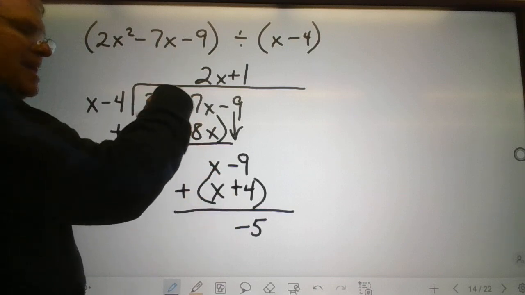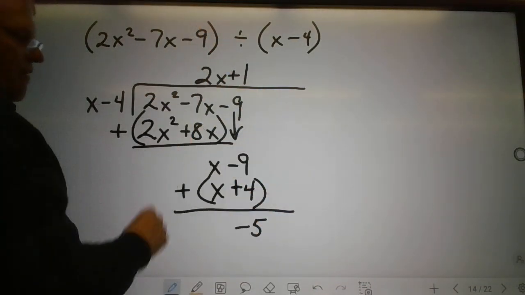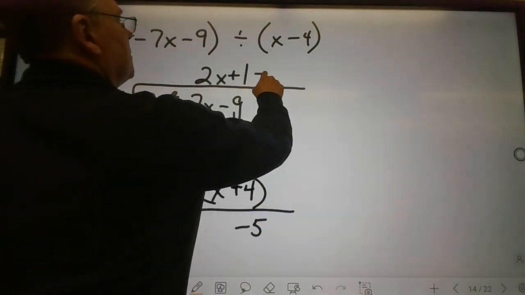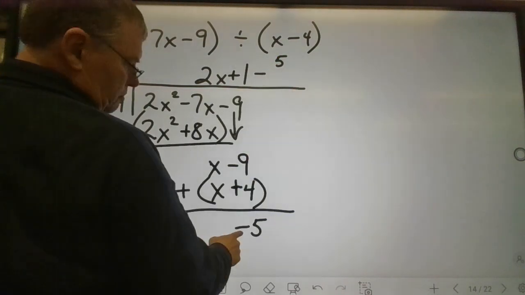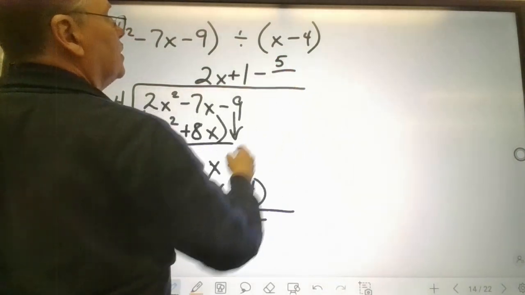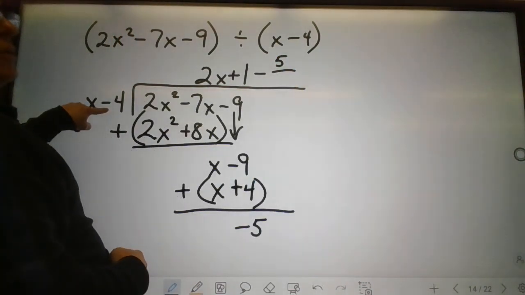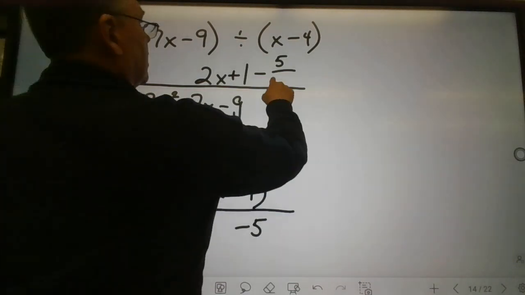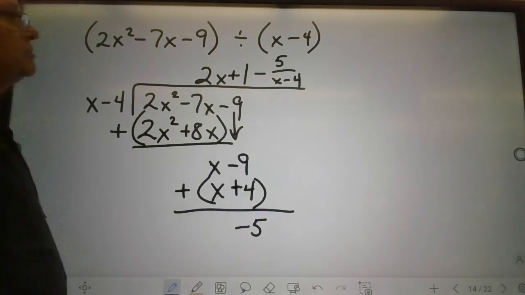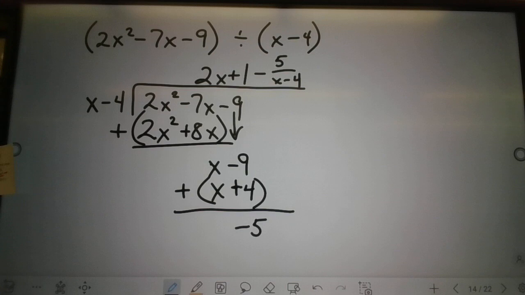But we're not going to put remainder negative 5. We're going to make that into a fraction. Minus a 5, because it's minus, over, remember how we do this in 5th grade? There's your denominator, x minus 4. That's it.